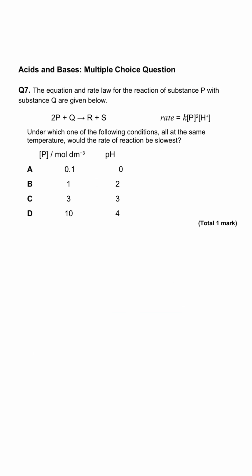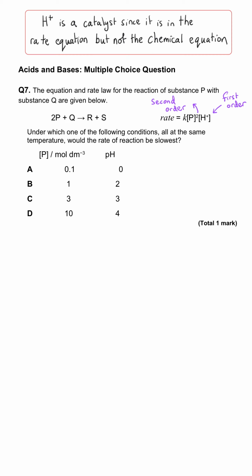The equation and rate law for the reaction of substance P with substance Q are given below. And here is the rate equation, which is of particular importance here. Rate equals k, concentration of P to the power 2, multiplied by the concentration of hydrogen ions. Under which one of the following conditions, all at the same temperature, would the rate of reaction be slowest? And you can see we've got 4 situations, 4 different concentrations of P in moles per decimetre cubed, and P is here in the rate equation, but we've got 4 different pHs.